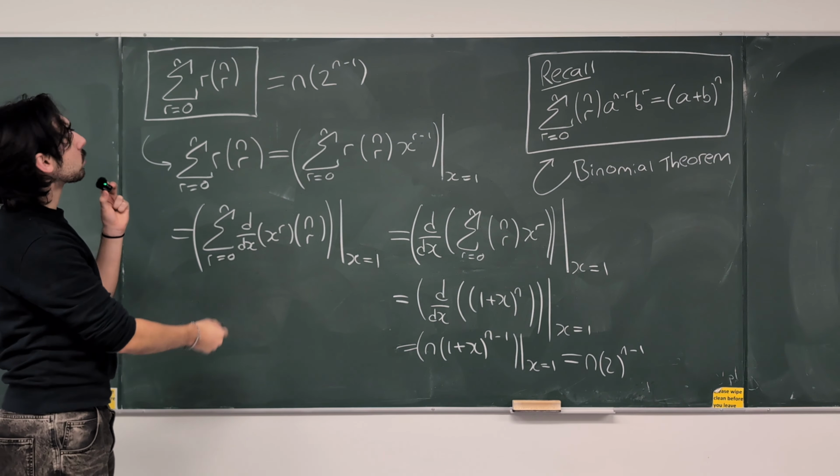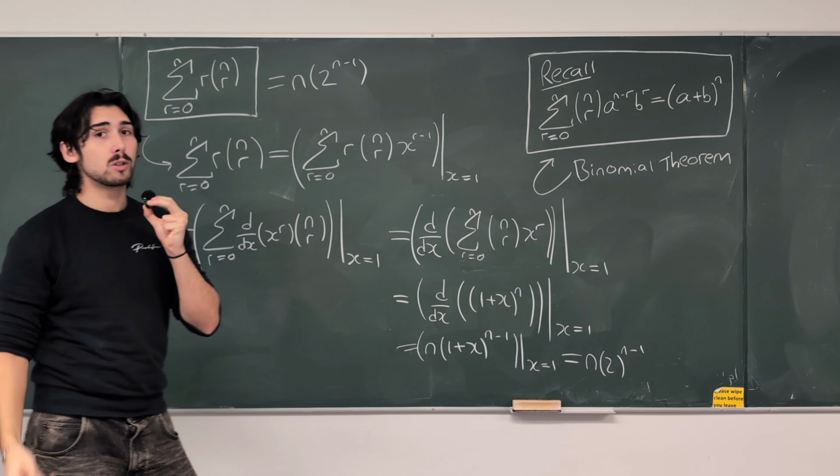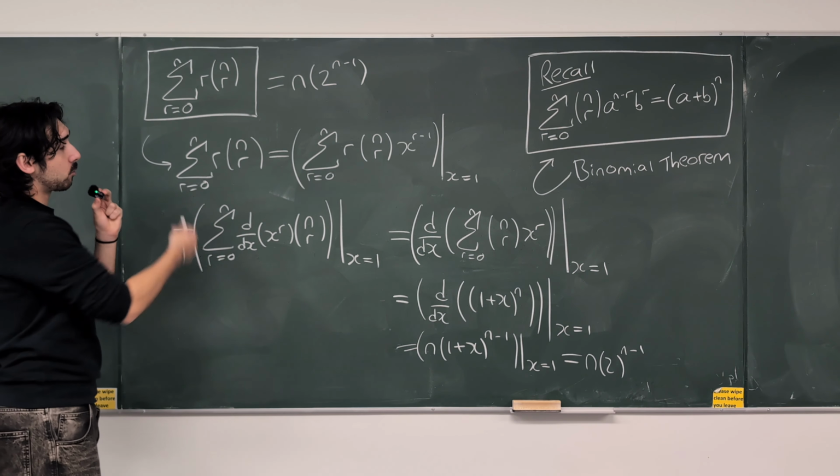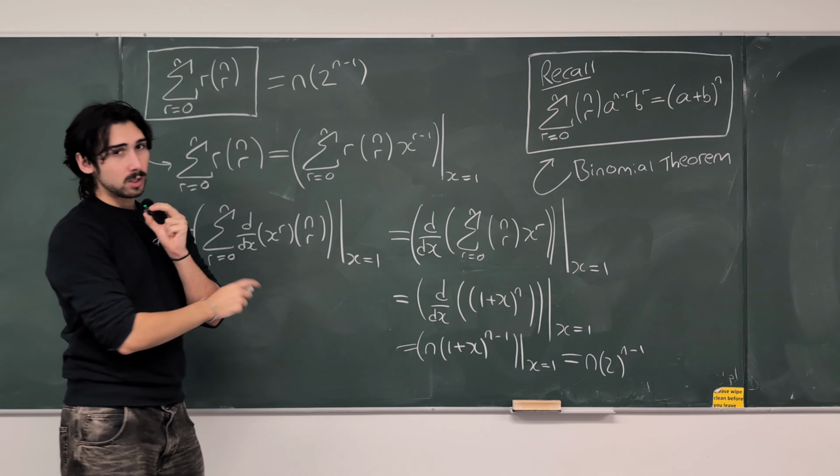So a really, really nice way of finding a closed form expression for this sum. Sums are normally quite difficult to find closed form expressions for, so it's really nice that we've got one for this. And I think the method is super cool, using binomial, using differentiation.